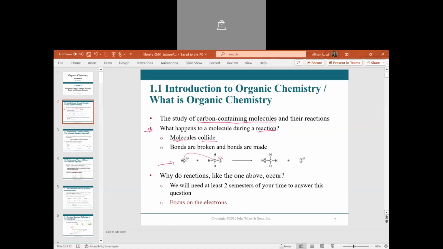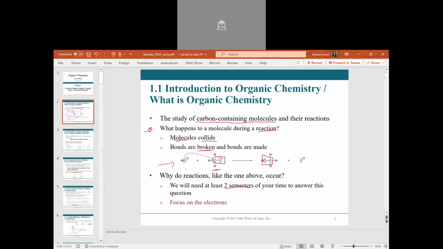We have bonds that are broken. On this side we have our broken bonds over here, and we have our bonds that have formed. So we have a new C-OH bond here, and this C-I bond was broken. So why do reactions like this one occur? Well, we'll actually get to this in the first semester of organic chemistry when we talk about substitution reactions.